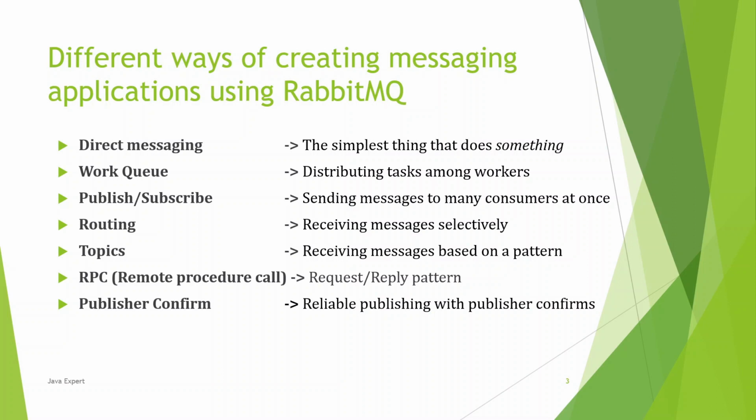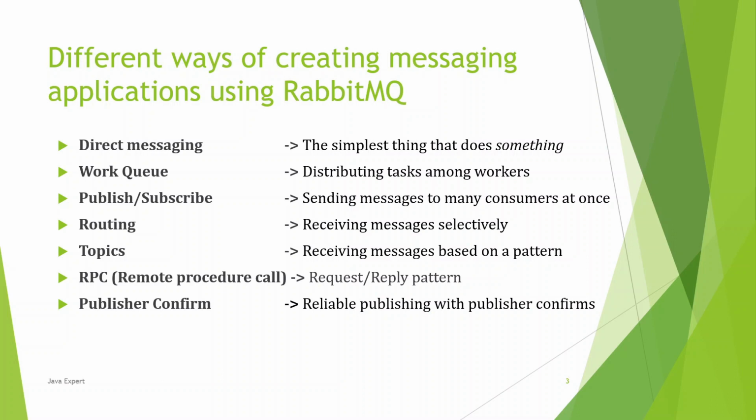Next one is remote procedure call. It is a synchronous call where it will invoke the remote method and get the response. That's called the request-reply pattern. And the last one is publisher confirm. It is for when you want reliability between your sender and the broker. Here, the broker will provide an acknowledgement to the publisher once the message is successfully published. Right. So these are the different ways of implementing RabbitMQ.